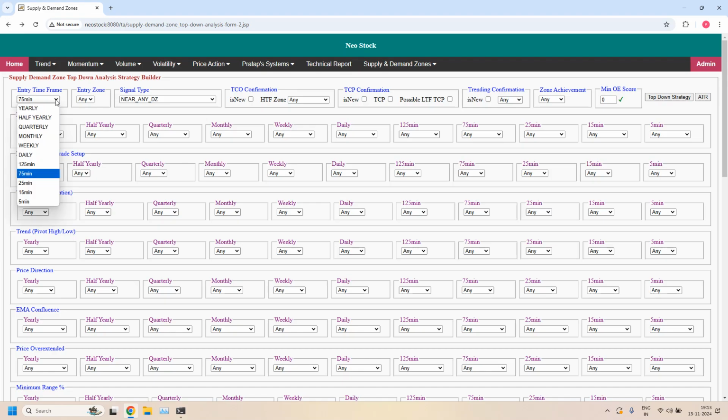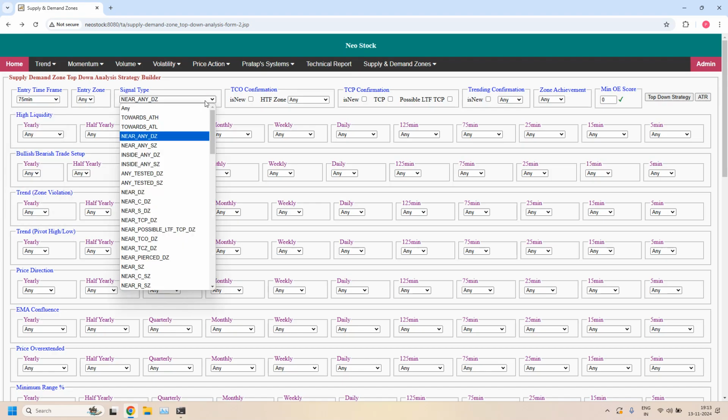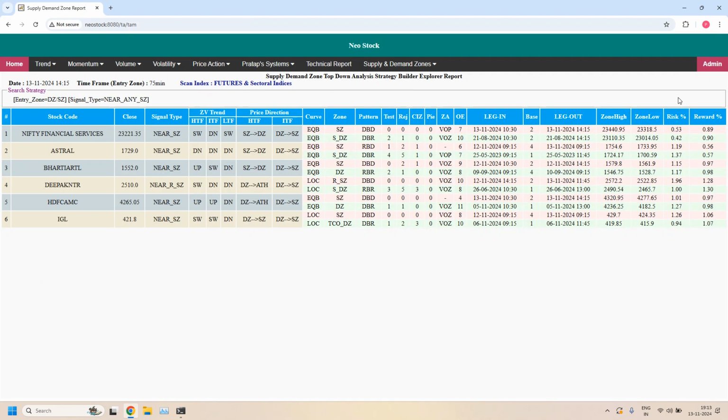Okay, next for 75 minutes time frame, let us find the stocks near the 75 minutes supply zone. 6 stocks are filtered. We need to identify high liquidity supply zones.